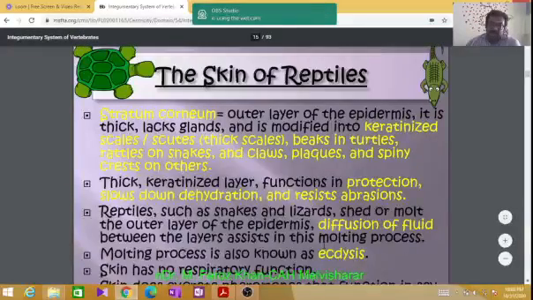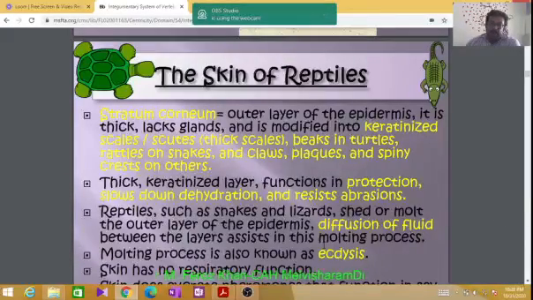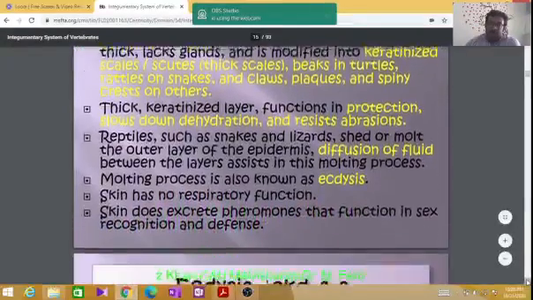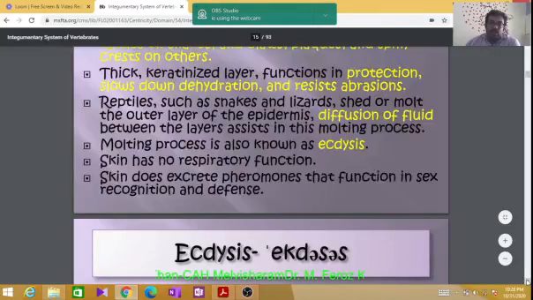Snakes and lizards shed and molt repeatedly, because the division of fluid between the layers assists in the molting process. The molting process is otherwise called ecdysis. The skin has no respiratory function. In reptiles, the skin does not excrete pheromones that function in sex recognition and defense.